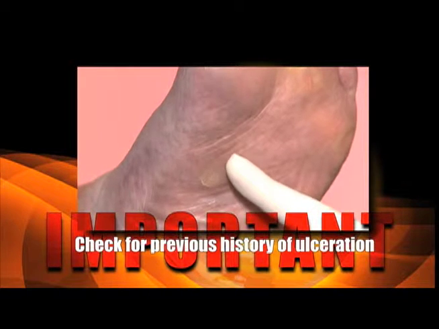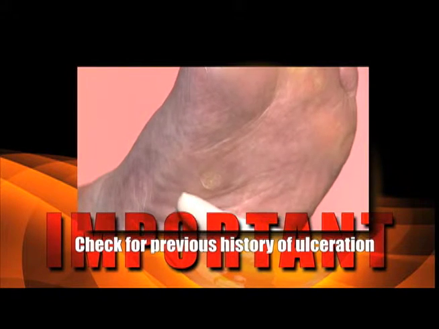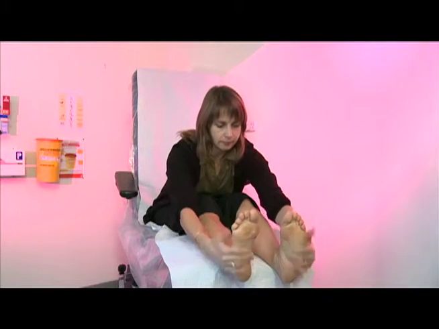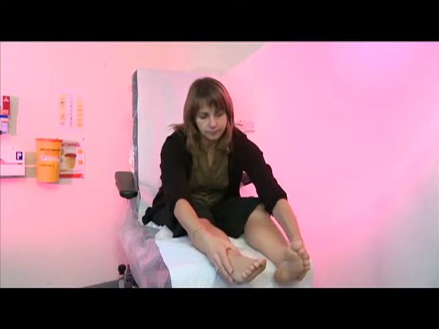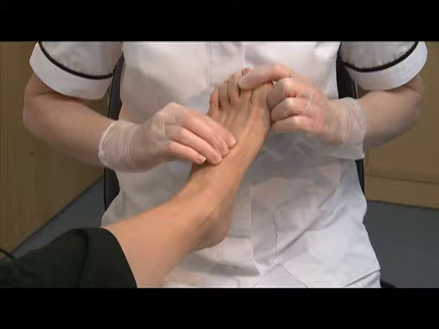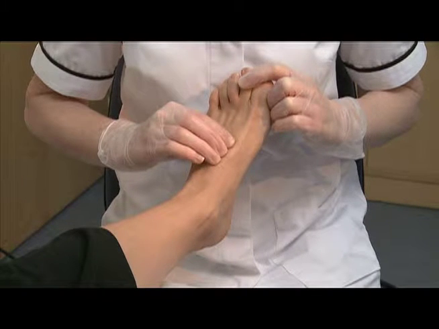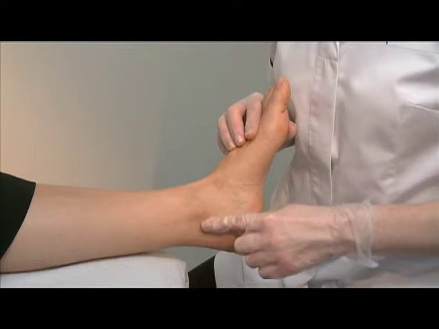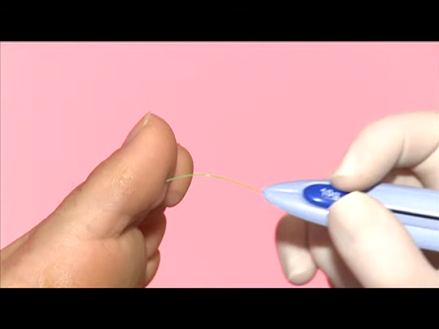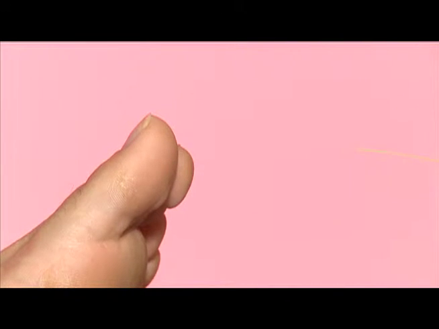Ask the patient if there has been any previous ulceration. Check if the patient is able to self-care by being able to reach and see their feet easily. We then check the 2 pulses on either foot. Firstly, the dorsalis pedis, and then the posterior tibial. We are now ready to carry out the neurological test using the monofilament.